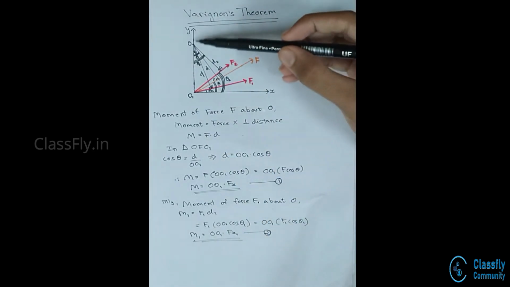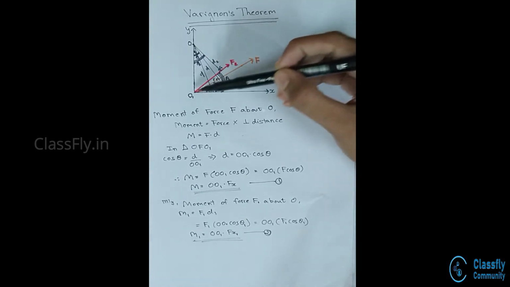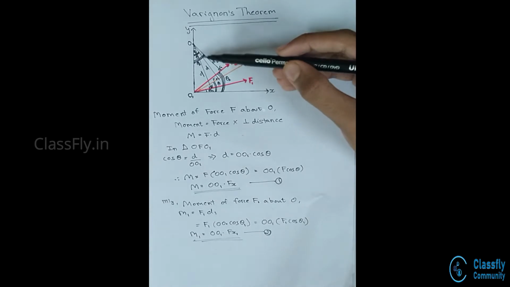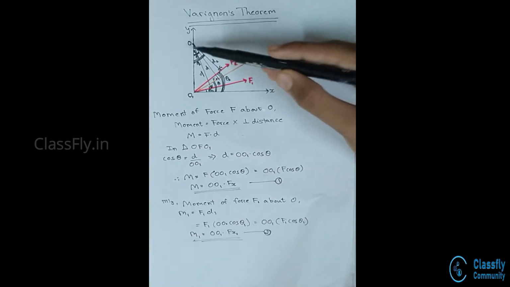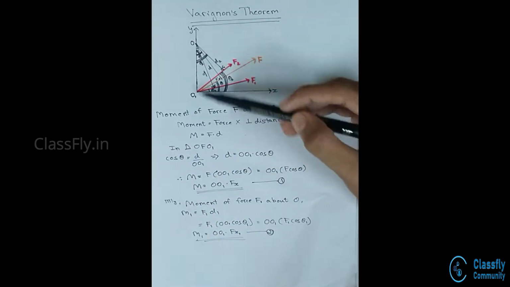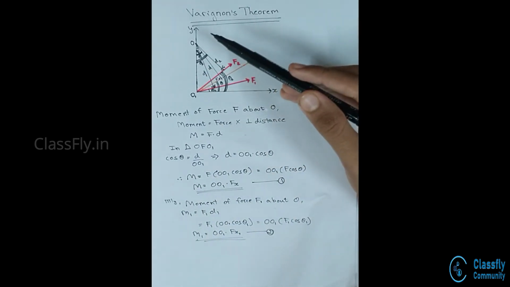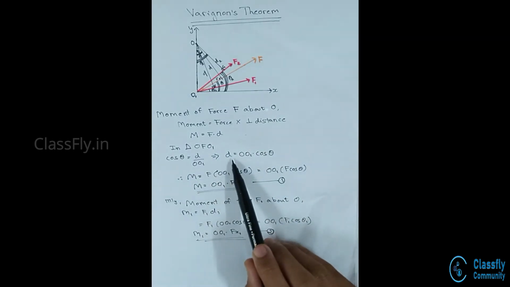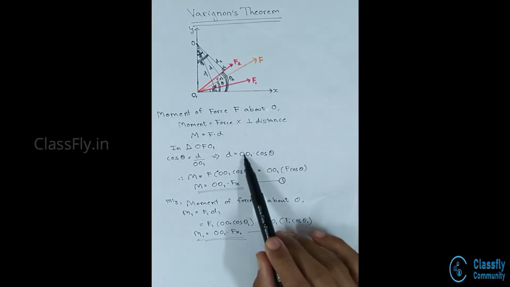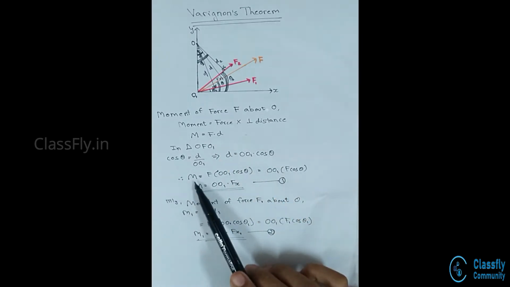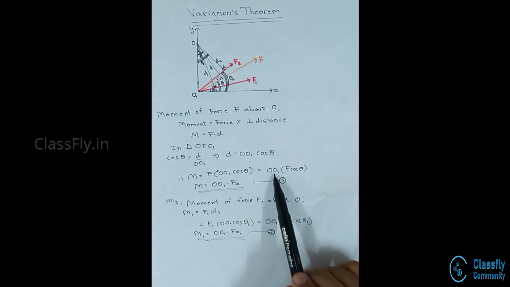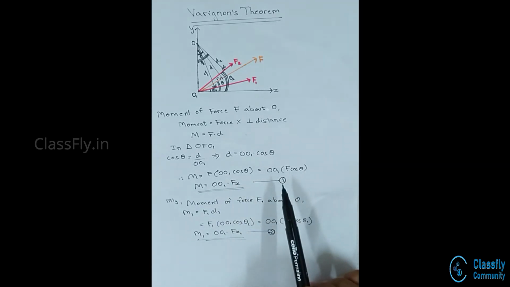Now, let us consider the triangle OFO1. Here, we can see that cos θ can be given as adjacent by hypotenuse. Hence, we can write cos θ is equal to D divided by OO1. Hence, from this, we can write D is equal to OO1 cos θ. Now, substituting the value of D in this equation, we have M is equal to F into OO1 cos θ, or we can write this as OO1 into F cos θ.